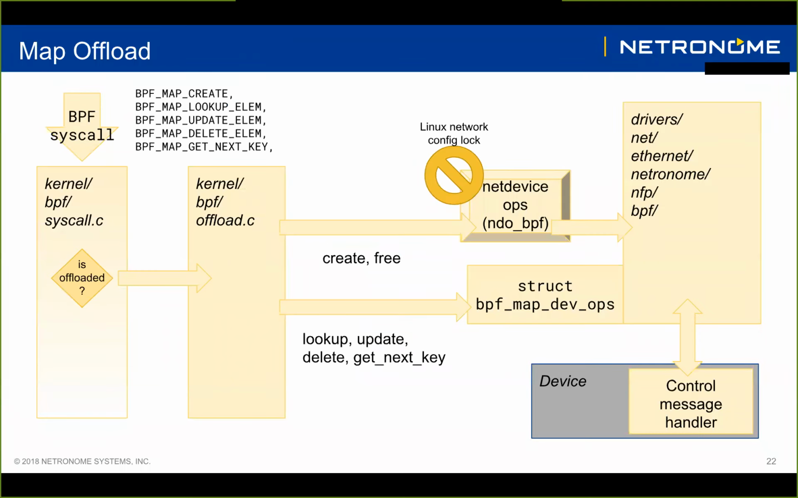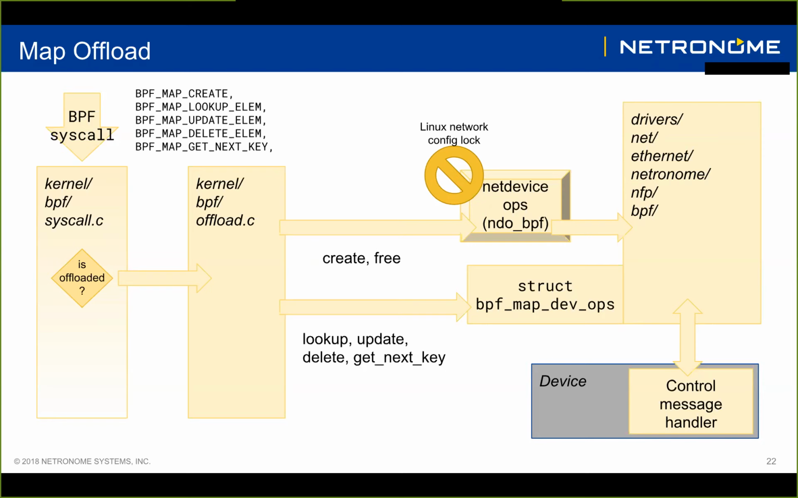So, jumping into the kernel internals, as you have seen, all the kernel interactions with the BPF subsystem start with the BPF system call, which has a number of commands. I will first look at the maps and how map offload is handled inside the kernel. The BPF system call will be invoked with one of the map commands that I have mentioned here on the slide, and then it is handled by the core BPF subsystem. Every time a BPF command is invoked, the kernel will check whether the object on which the command is invoked is offloaded or not.